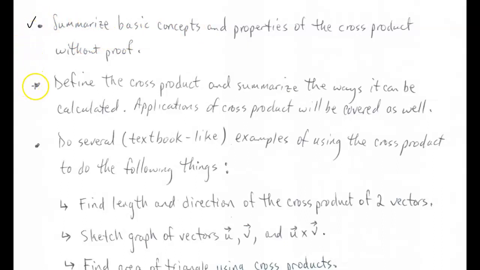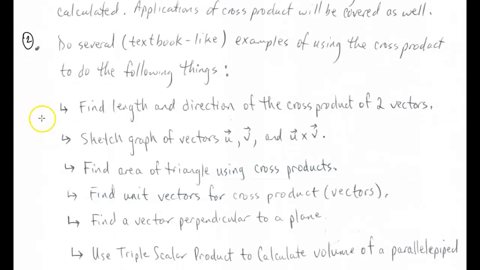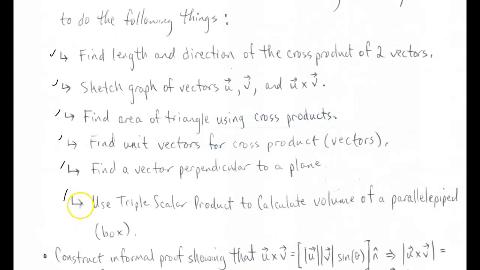In the next video, we're actually going to state what the cross product is and summarize the ways that it can be calculated, and then do several textbook examples. So this is going to be video 2. For those of you that are just interested in that, you may want to turn off this particular video and go to the next one. Now, in doing those textbook-like examples, these are going to be all the things that I do examples of in that particular video, video number 2 in this series.